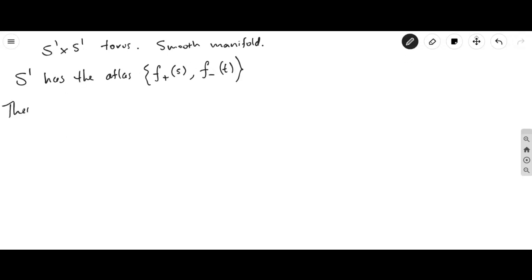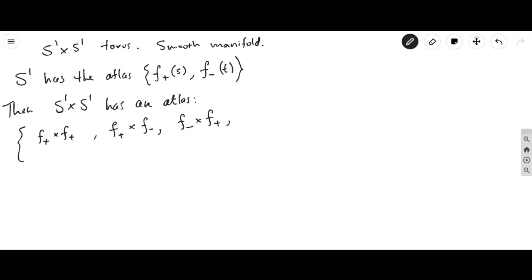So then S1 cross S1 has an atlas given by the following collection. You would just take the different combinations of these. So you can have the function f plus times f plus, f plus times f minus, f minus times f plus, and then f minus times f minus. If you're not sure what I mean by that, let me illustrate this using the first one, f plus times f plus.